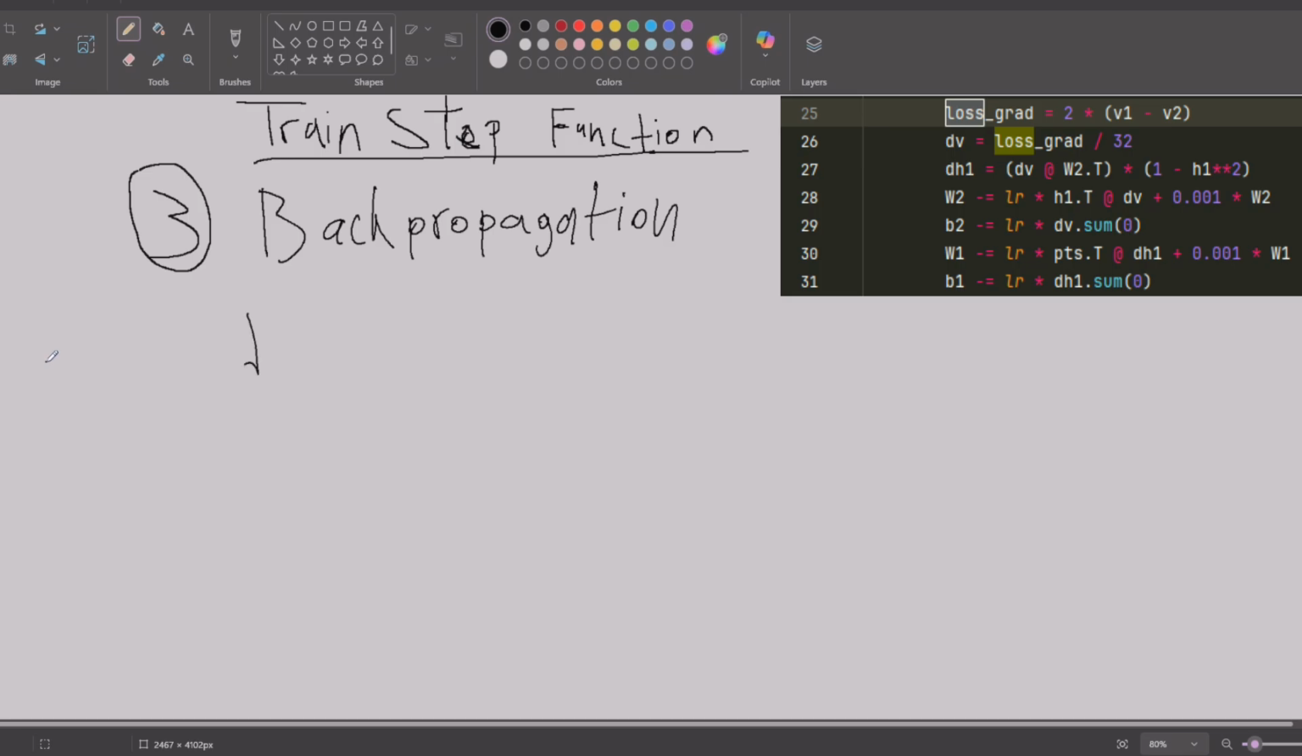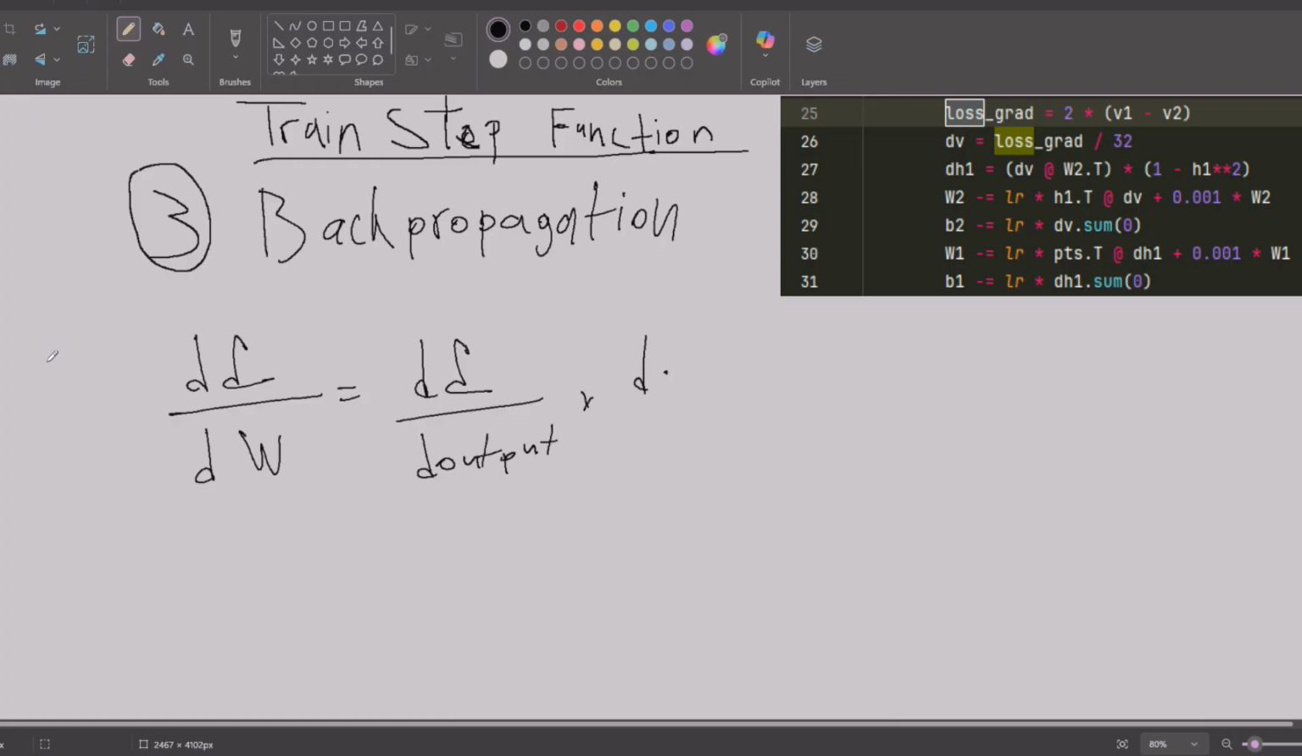So first thing we're going to do is have d of loss right here, d of L. Let me rewrite this, it's not that neat. dL over dW is equal to dL divided by d output, times d output over dh, which turns into dh over dW.